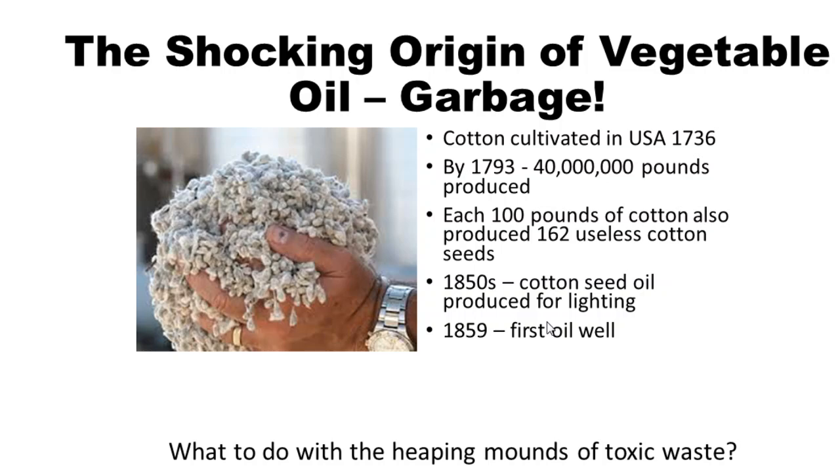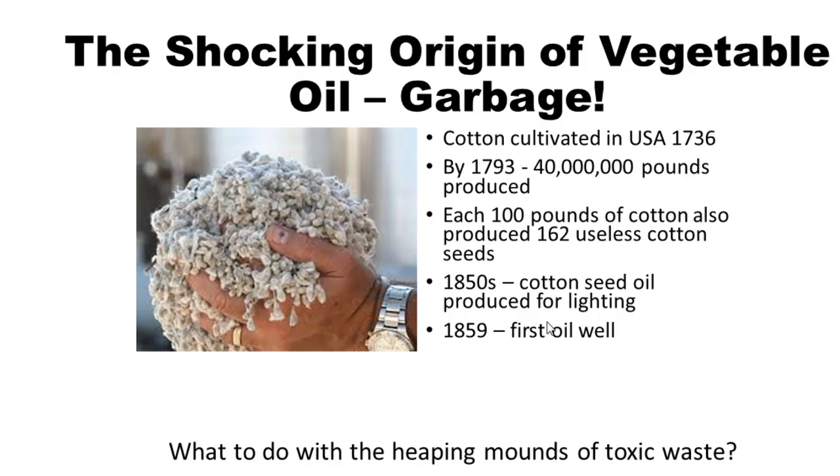Well, cotton was the first one. It was cultivated in the United States in the 1700s. And in the South, they had all those slaves who were picking cotton, so they had lots of cotton. But each 100 pounds of cotton also produced 162 pounds of totally useless cotton seeds. You needed like 2% of the seeds to plant new cotton, but the rest was just garbage.